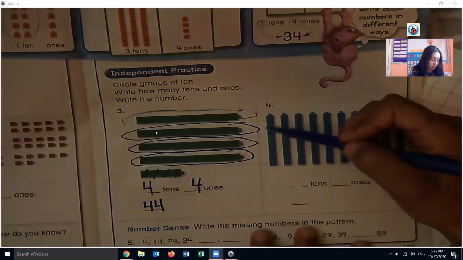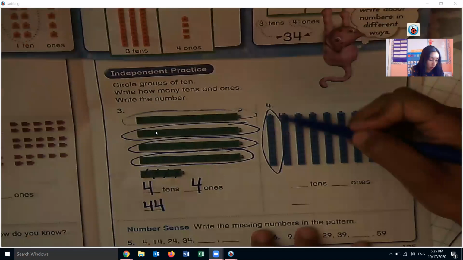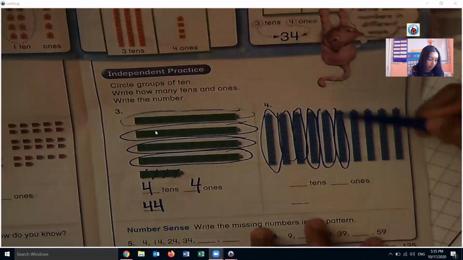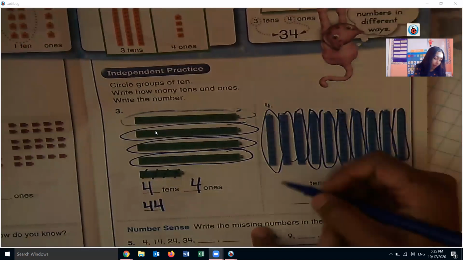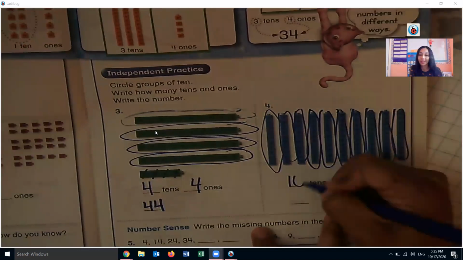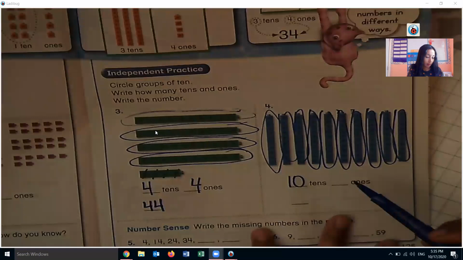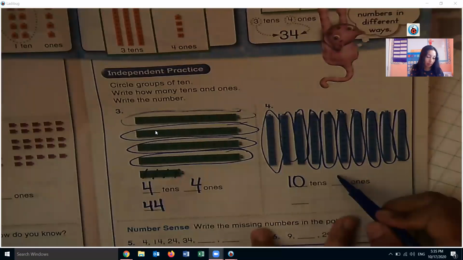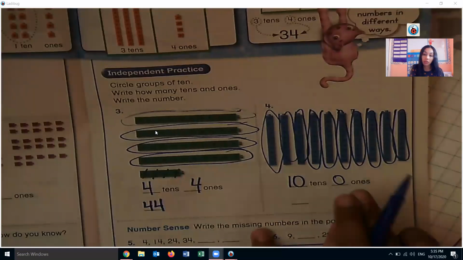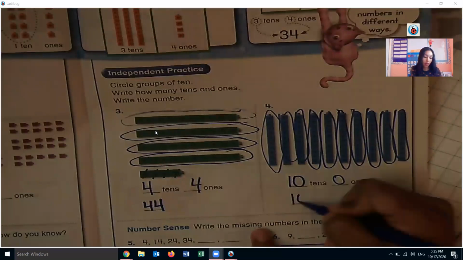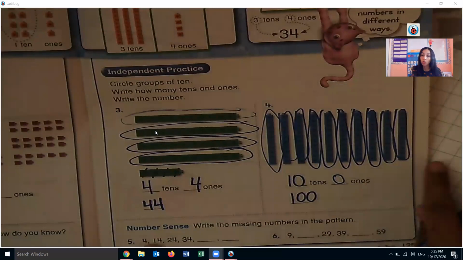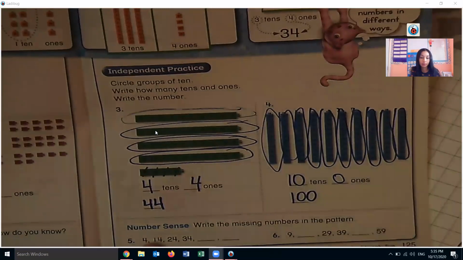Okay, now we're going to do that here for number 4. I have 1, 2, 3, 4, 5, 6, 7, 8, 9, 10. I have 10 tens, 0 ones. And if I smush that number together, if I have 10 tens, that equals 100. No ones, there's none left over that don't make a group of 10.